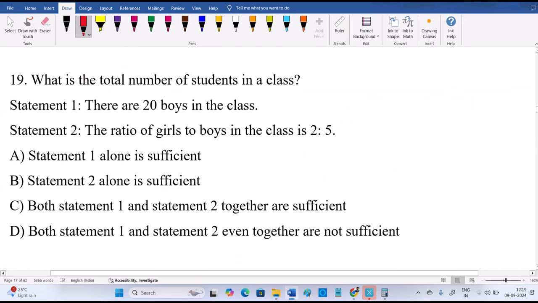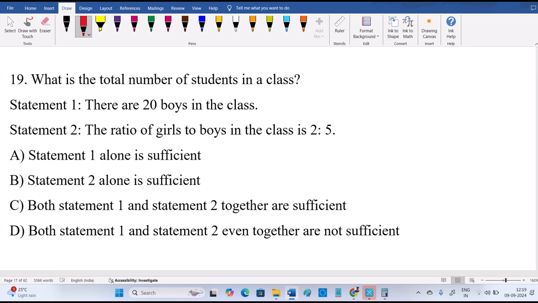Data sufficiency question related to ratios given here. It is a very easy question. I want the total number of students. One alone is not possible because it only gives boys. Two alone is not possible because they only gave the ratio of girls and boys as 2:5. Together it's possible.